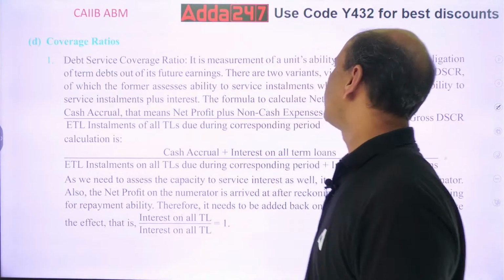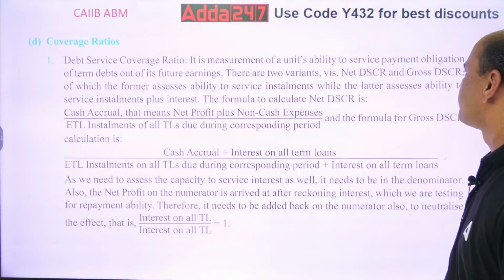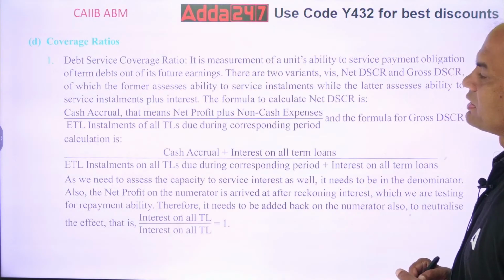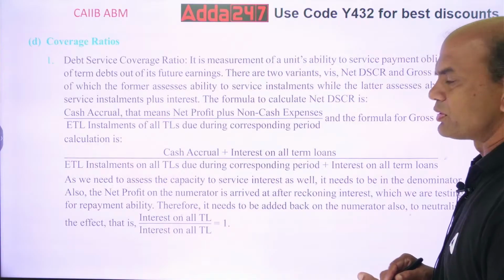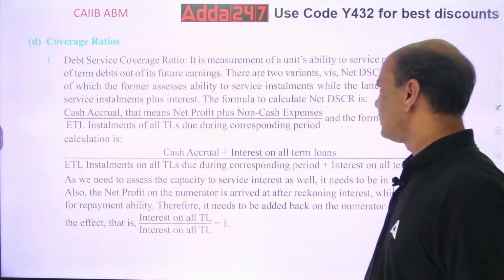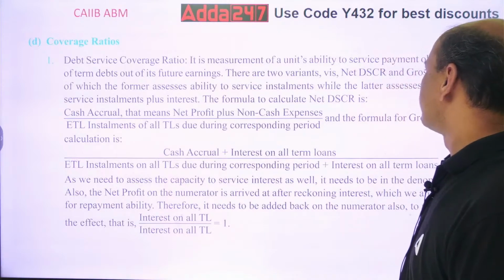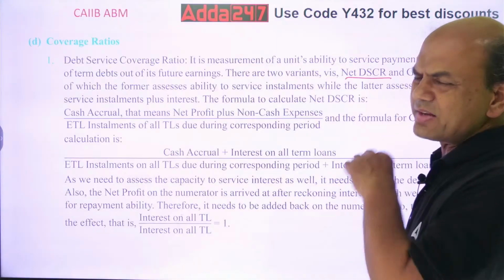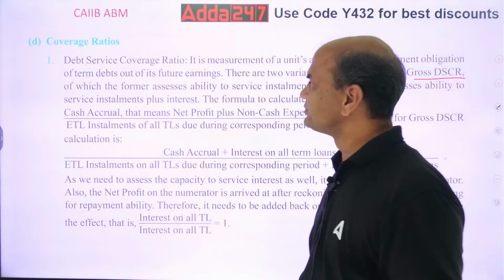It is a measurement of a unit's ability to service payment obligations of the debts out of its future earnings. Whether the company will be able to pay my EMI. Main is my EMI. Okay. There are two variants. One is net DSCR and second is gross DSCR. What is the difference? The logic remains the same.